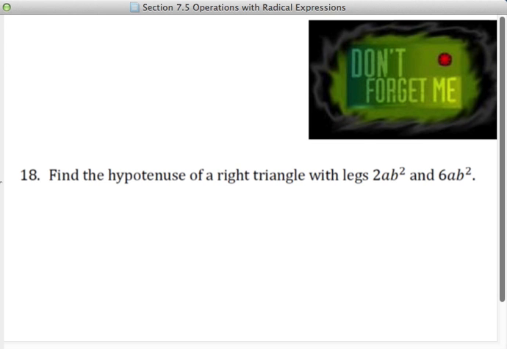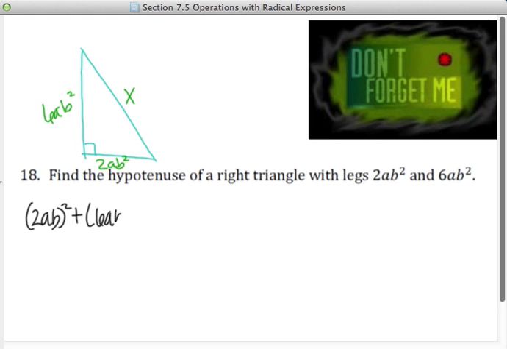And one last problem, number 18. It says find the hypotenuse of a right triangle with legs 2ab squared and 6ab squared. So here's my right triangle. It says 2 legs, so I'm just going to say this is 2ab squared, and my other leg is 6ab squared, and I need to find the hypotenuse. Well, I'm just going to label that x. We know that in order to find the hypotenuse, if I have 2 sides, I can use the Pythagorean theorem. It's going to be 2ab squared plus 6ab squared, and all of that squared is equal to x squared.